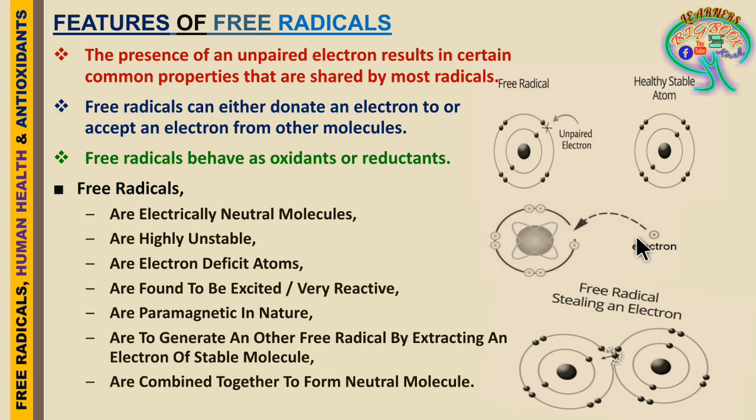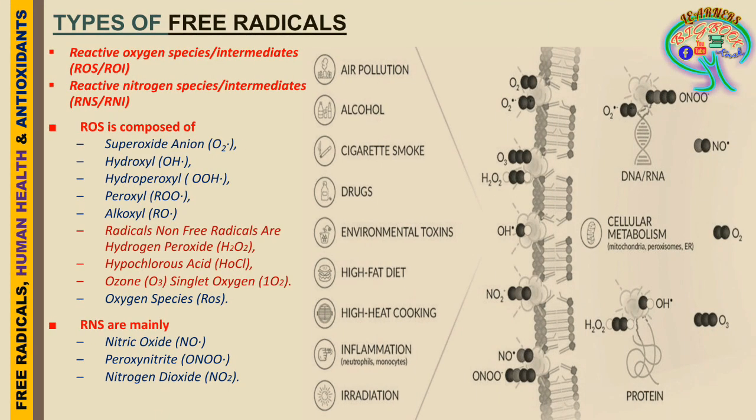So these are a few features of the free radicals, under unstable conditions and also under stable conditions, and how they are going to react. Now coming to the types of the free radicals, these free radicals will be of two types. One is reactive oxygen species or intermediates, and the other is reactive nitrogen species or intermediates.